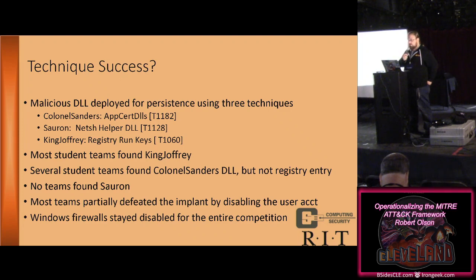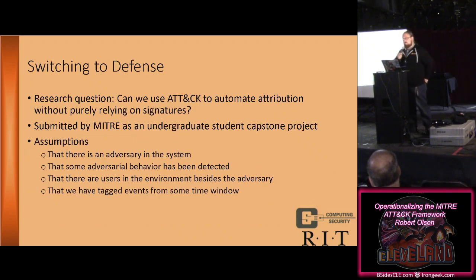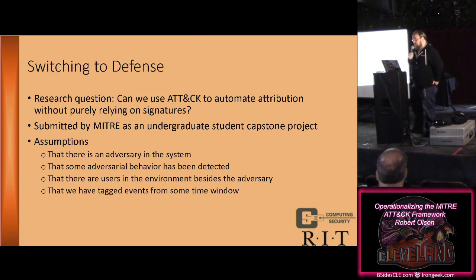The way that most of the teams defeated me was by disabling the Colonel Sanders user account. Obviously, one of the things I'm going to do in the next iteration of this is make sure that the account gets enabled if it already exists. And Windows Firewall stayed disabled for pretty much the entire configuration, right, Langston? Yeah? Windows Firewall was off pretty much the whole time for everyone, right? Yeah. Cool. Okay, switching to defense.